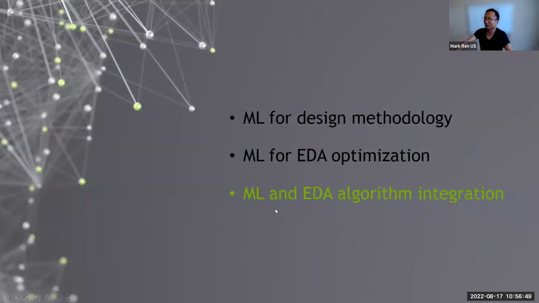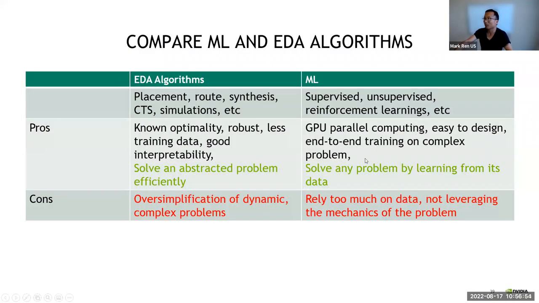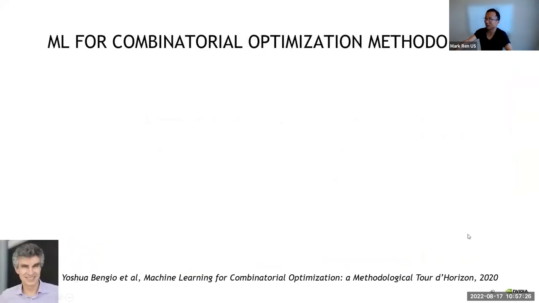So the last point is machine learning for EDA algorithm integration. For practical use, EDA algorithms and machine learning algorithms are different, right? They have different pros and cons. Essentially, EDA algorithms can solve abstract problems very efficiently. However, it's an oversimplification of dynamic, complex problems. Machine learning can basically solve any problem by learning from data. However, it relies too much on data and does not leverage the mechanics of the problem, right? So that's why we need to leverage the best of both worlds.